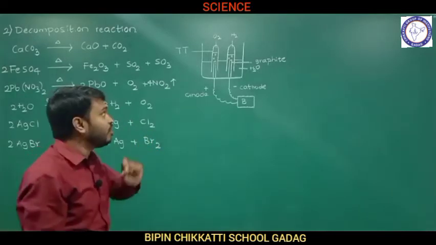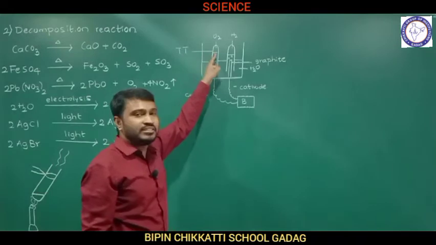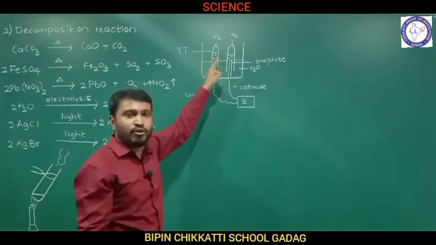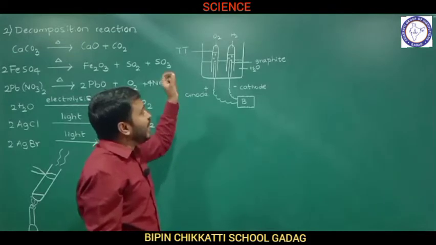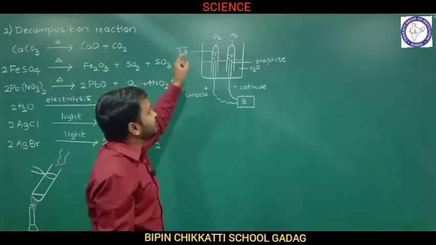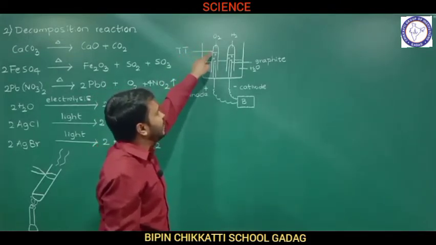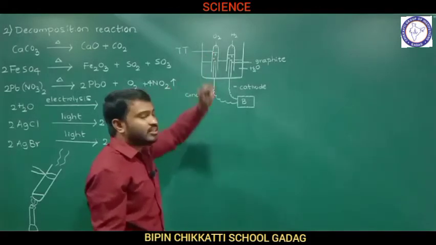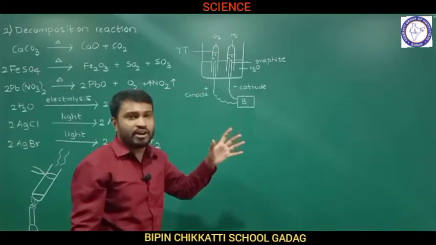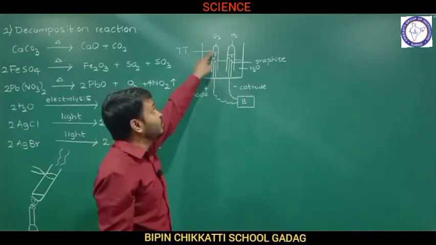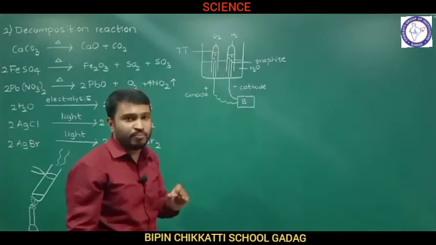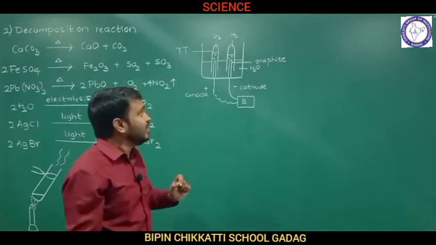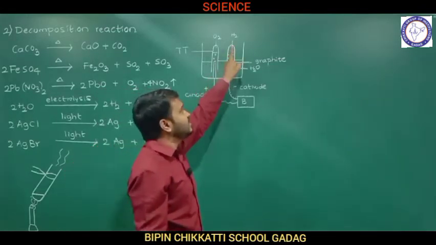I hope you remember, oxygen is a supporter of combustion. So if you take any burning substance, because oxygen is a supporter of combustion, it will catch fire. Based on that I can identify that oxygen gas is released, because it is a supporter of burning. Then how to identify that the gas released here is hydrogen?